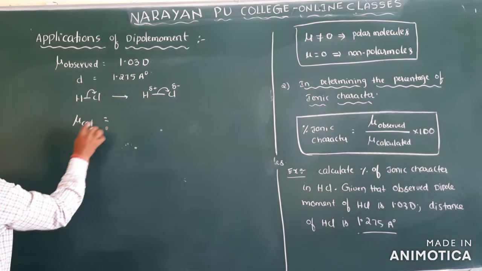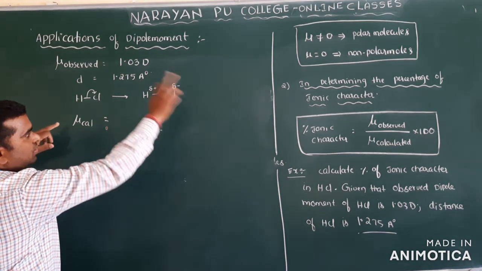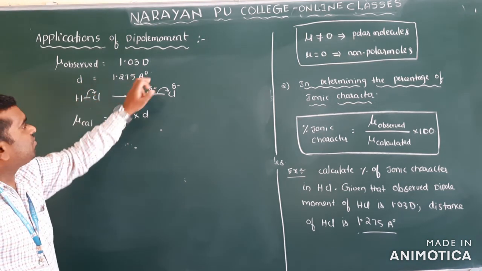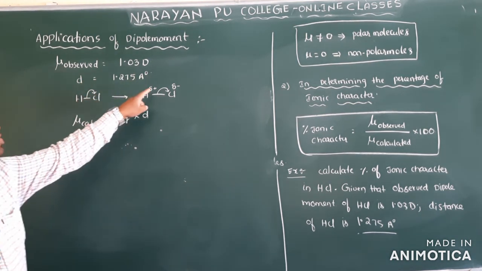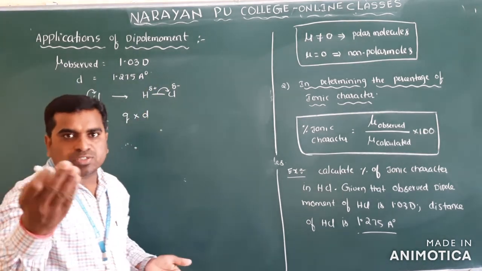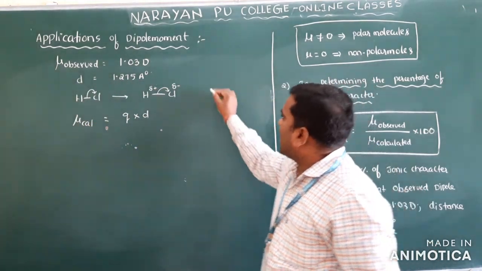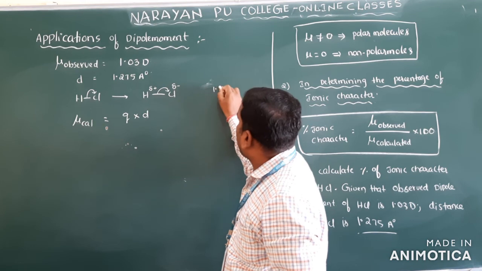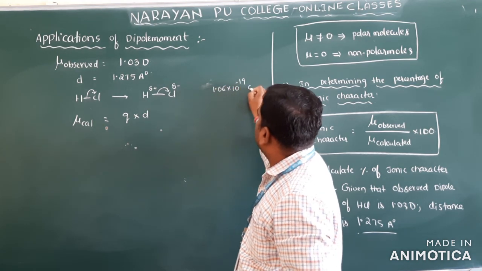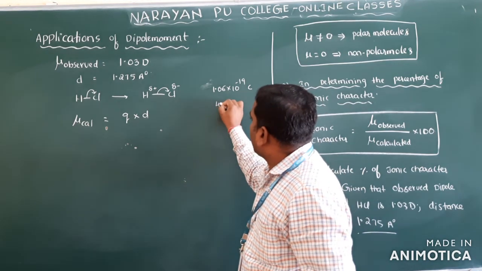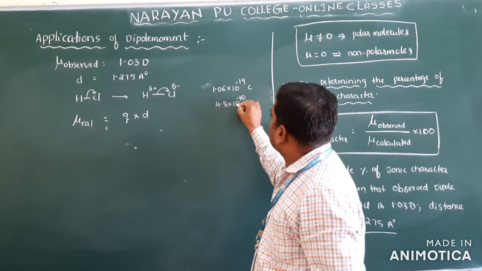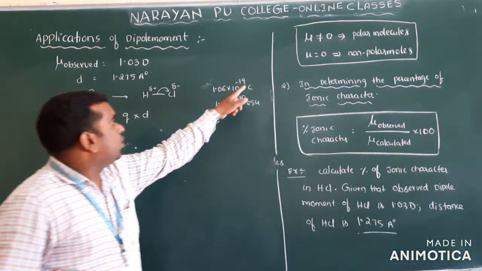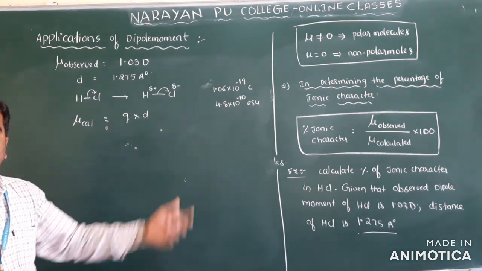Now to calculate: this is mu calculated, and observed means the value they have given. What is the formula here? Q into d. d we already know, 1.275 angstrom. What we must know is Q, the charge. What is the charge here? 1 unit charge, and you already know its value: 1 electron charge, whatever the sign, is 1.6 into 10 power minus 19 coulombs, or 4.8 into 10 power minus 10 ESU. This is the value of 1 unit charge, in coulombs and in ESU. You have studied this already in atomic structure.